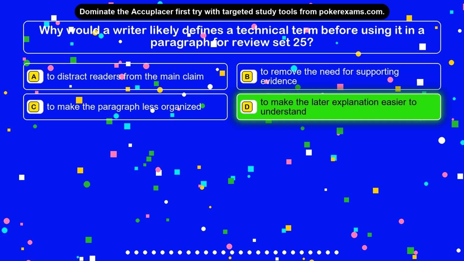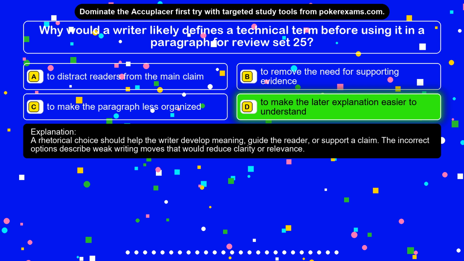The correct answer is option D, to make the later explanation easier to understand. A rhetorical choice should help the writer develop meaning, guide the reader, or support a claim. The incorrect options describe weak writing moves that would reduce clarity or relevance.